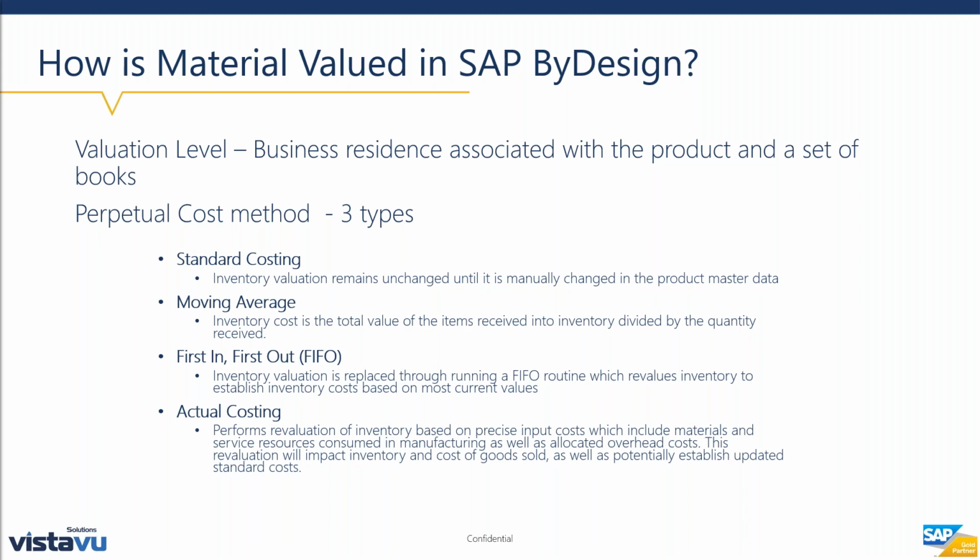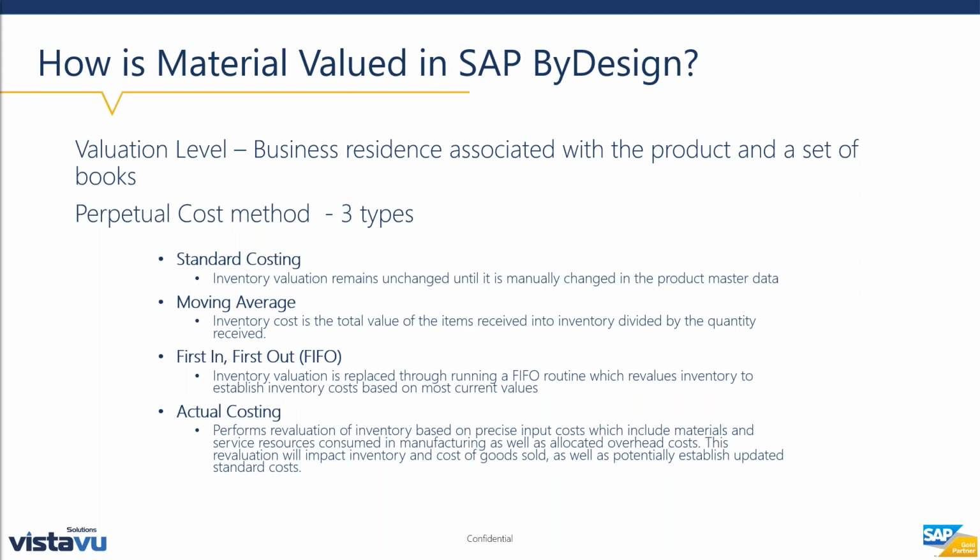And then lastly, and the reason you're all here today, is actual costing, where you can run a revaluation of your inventory based on precise input costs, which include all of your material cost components and your service resources that were consumed in manufacturing. As well, the system will allocate all the overhead costs that have been collecting in your manufacturing cost centers as part of that revaluation, and then adjust your inventory accordingly. Optionally, you can also establish a new standard cost for your future valuations in the system.